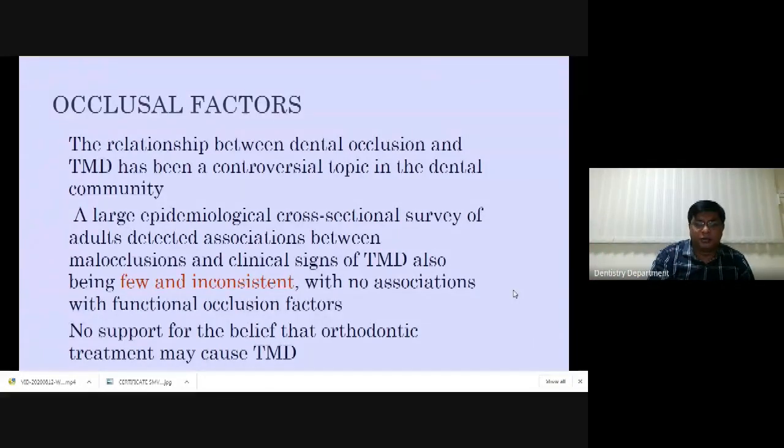I have seen many patients who are more anxious. They know how the teeth are going to move, whether it's going to be beautiful or not. They used to have the stress. Because of that stress, they used to develop TMD, not because of the orthodontic treatment.